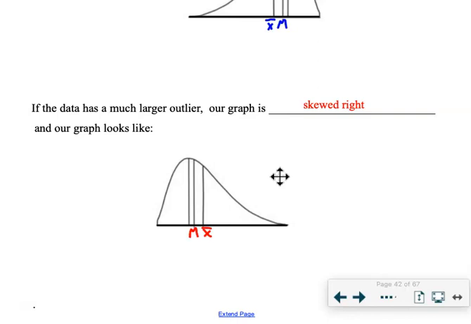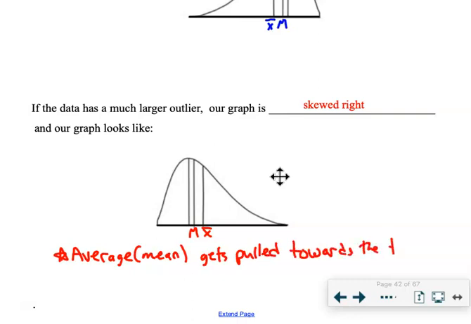So the average, or the mean, gets pulled towards the tail. That's another way to say it. When you put a really high number in, it messes up your average. The average gets higher than what the middle actually is. So that's when the median starts to be a better depiction of the center.